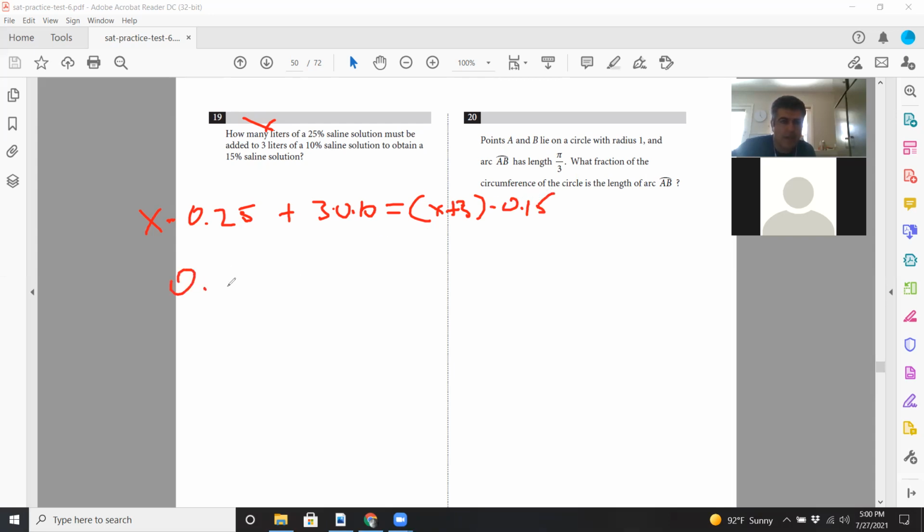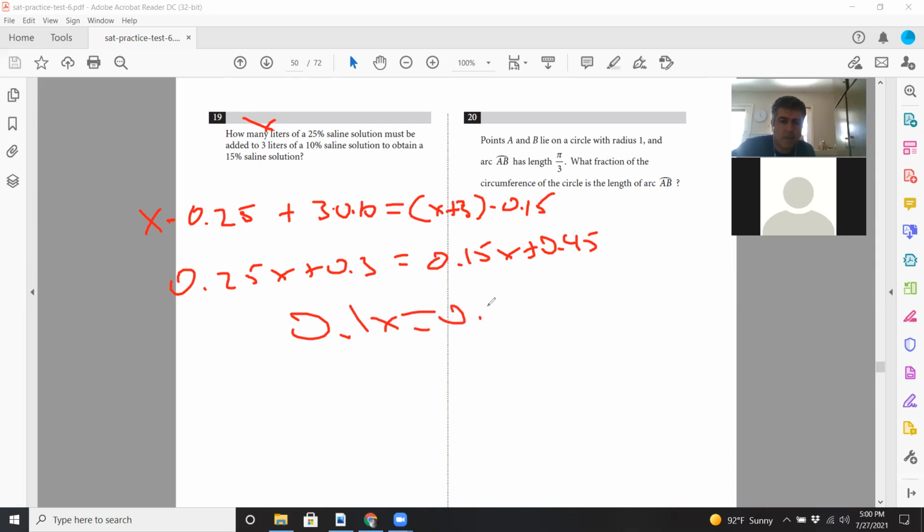And you just solve it, you work it out. 0.25x plus 0.3 equals 0.15x plus 0.45. You get 0.1x equals 0.15. X equals 15. Sorry, 1.5. My bad. Should be 1.5. So you have 1.5 liters of 25% saline solution.